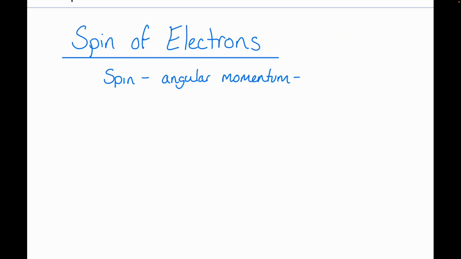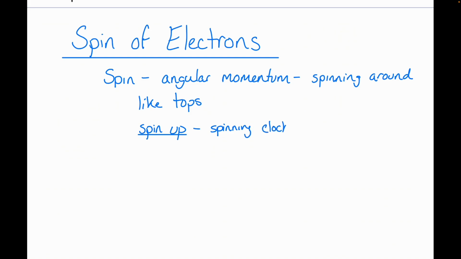So this angular momentum means that they're spinning around like tops, like those little toys that you spin around and they continue to go and go and go. That's what electrons are doing. And we just have this fancy terminology: spin up means that these ones are spinning in a certain direction, let's just say clockwise. And spin down means that those electrons are spinning in the other direction.